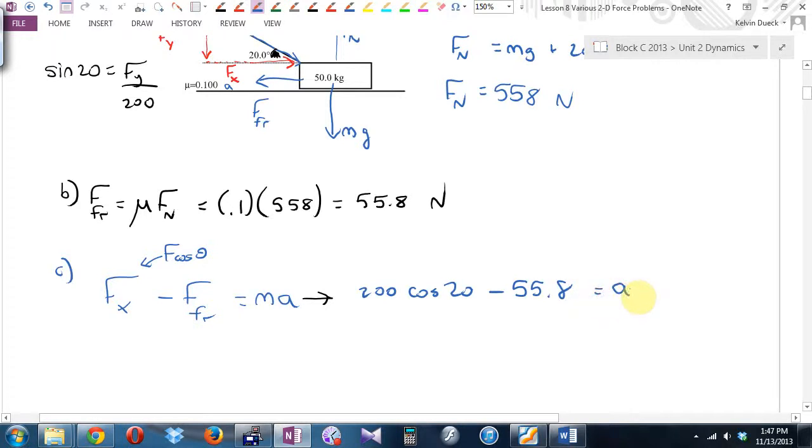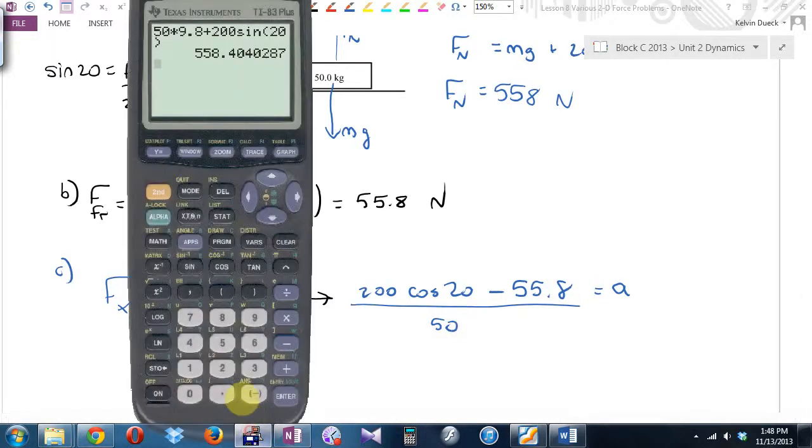equals, oh, Ashley, how would I get the A by itself? Yeah, and so can I divide by 50? Is that okay? It's going to be bracket 200 cos 20 minus, oh, you know what? I'm going to go 0.1 times my answer button because that's how I would have calculated friction, and that way I'm not rounding off at all. Woohoo! Divided by 50, do you get 2.64? Yes? Yeah.